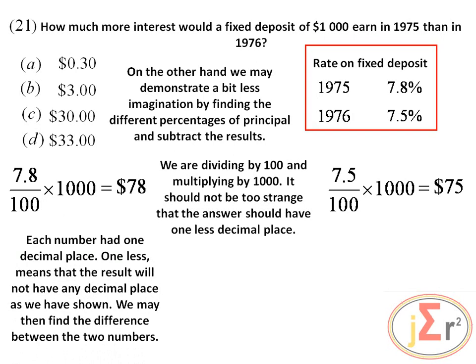We may then find the difference between the two numbers. Of course, 1 less decimal place than 7.8 will be 78, and of course 1 decimal place less than 7.5 will be 75. Then we subtract, and the result is $3, as we have done before.